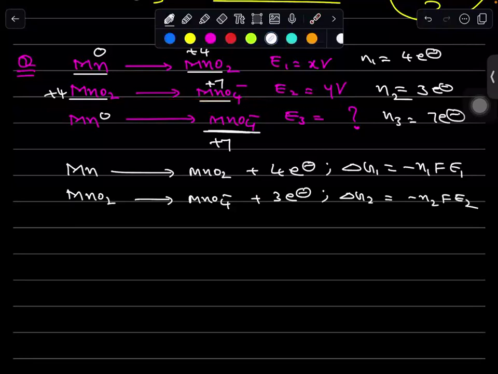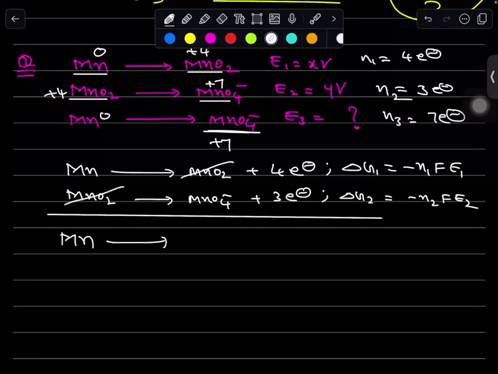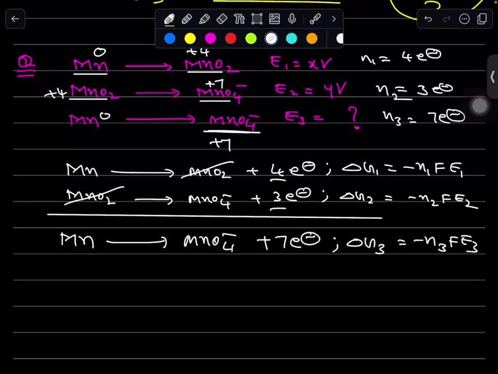If I add these two equations, MnO2 gets cancelled. I will get Mn giving MnO4 minus, with 4 plus 3, 7 electrons. This is del G3, which is equal to minus N3 F E3, isn't it? Same equations only. Instead of writing in terms of E, I have written in terms of del G by using the relation formula. Are you clear till this writing? Please once respond. Are you following, Anshu? Arshita? Yes, sir.